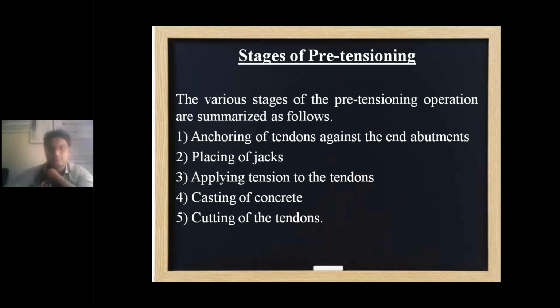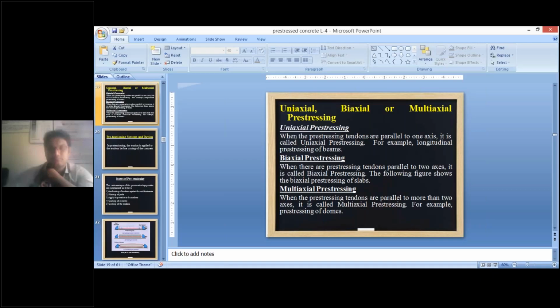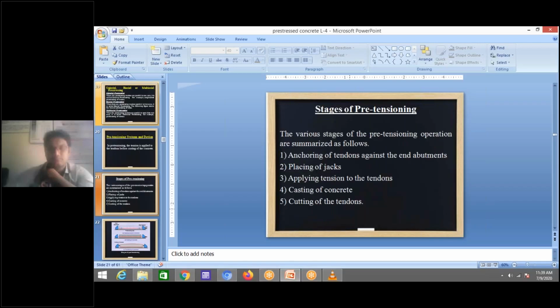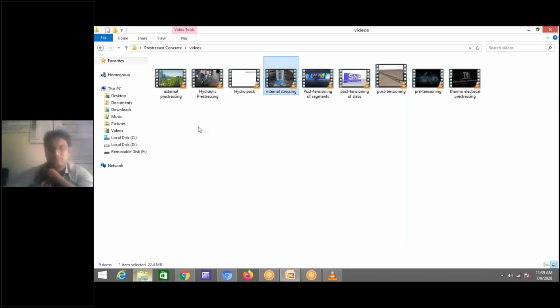Okay, in the previous class, we just went through what pre-tensioning means, what the examples of pre-tensioning are, and how it can be done. So here we will go through the stages of pre-tensioning. The various stages of pre-tensioning operations are summarized here. The first one is anchoring of tendons against the end abutment. Please look at this video again. By that you can relate all these stages of pre-tensioning easily. Let me show you the video again.